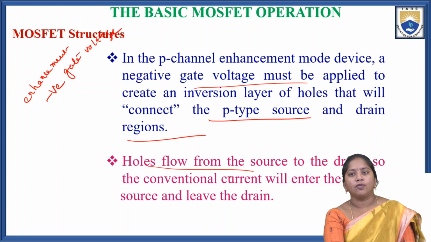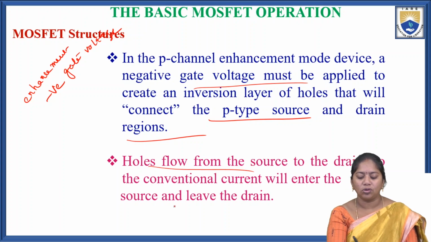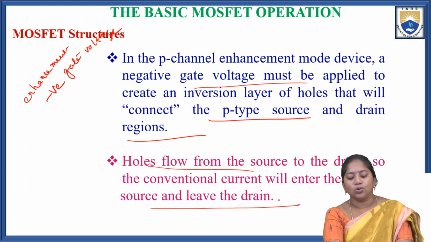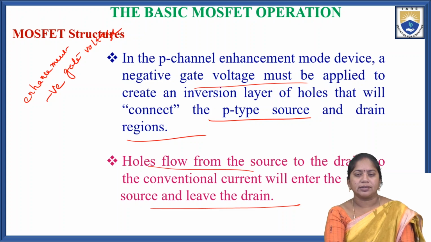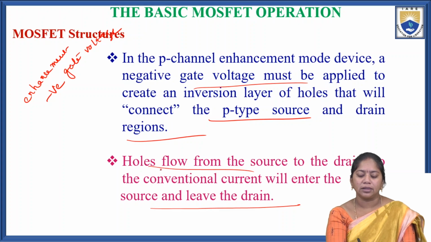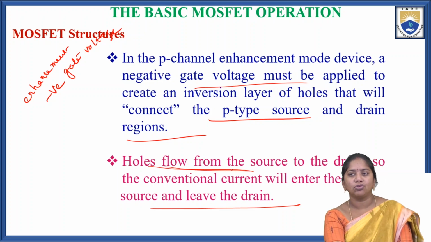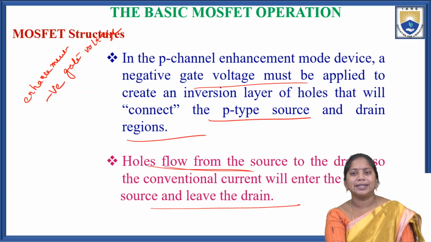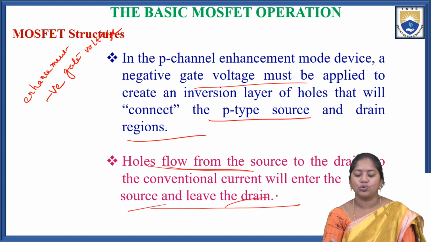So holes are flowing from source to the drain. The conventional current will enter the source and leave the drain. In the case of n-channel, we discussed that electrons flow from the source and reach the drain. But here the holes are coming from the source to the drain, so the conventional current will enter the source and leave the drain.